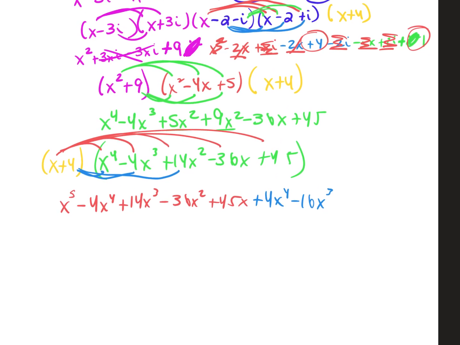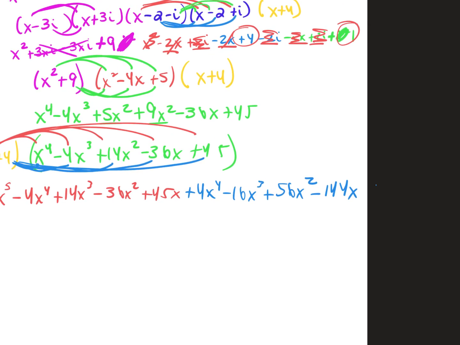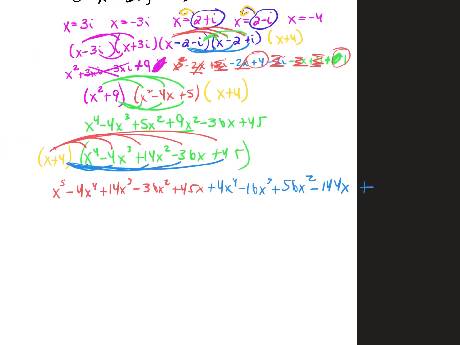4 and 14 is what? What's 14 times 4? 56. Thank you. 56x squared. Okay. What's negative 36 and 4? Negative 144x, and then 45 and 4 is 180. All right, now the possibility that I would give you something like this on your test, not likely, because it's really long.